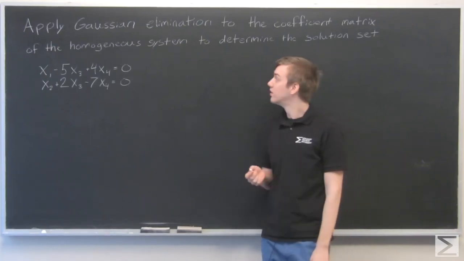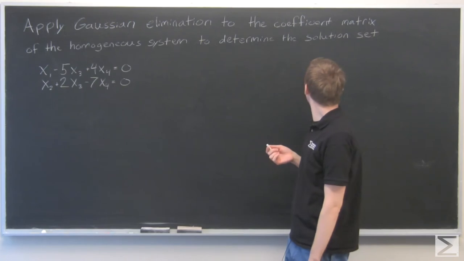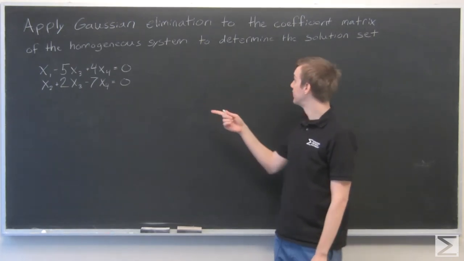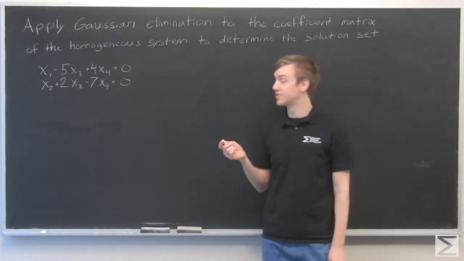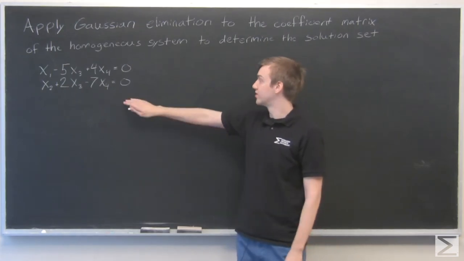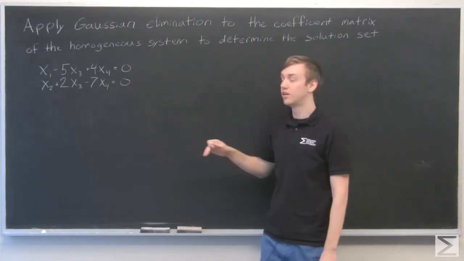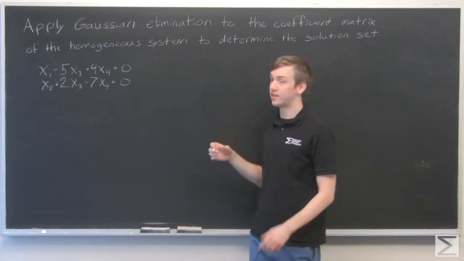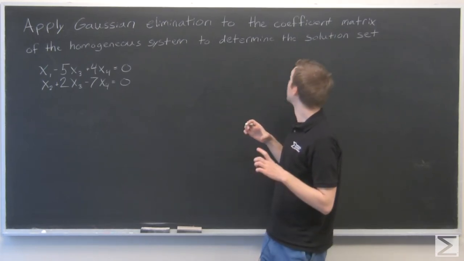For this problem, we are to apply Gaussian elimination to the coefficient matrix of the homogeneous system to determine the solution set. All right, so here's our homogeneous system, both set equal to zero. We need to create a coefficient matrix.